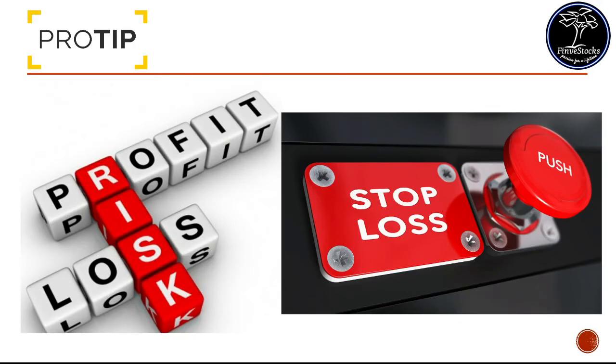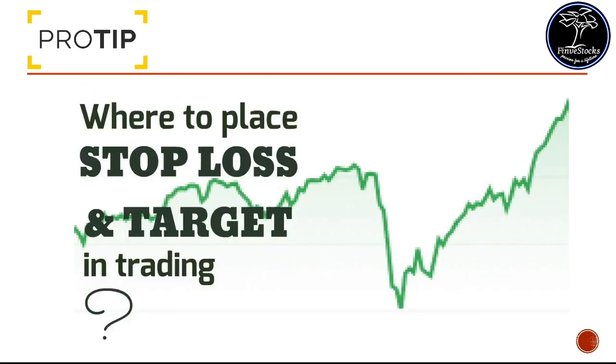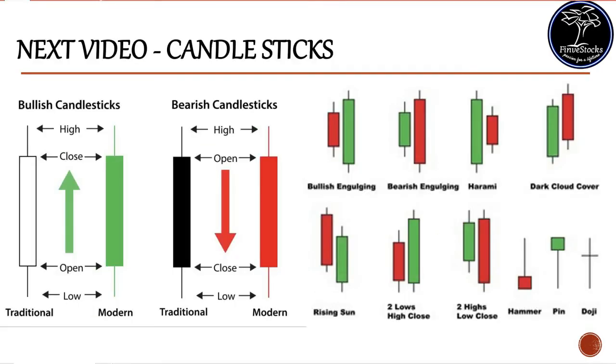An important pro tip: as technical analysis is mainly for short term trades, never think about a trade without stop loss and target. Where to place stop loss and targets in trading, that we will see in our subsequent video. In our next video, we will see how to represent a candle, what are the different types of candles available, and how the price fluctuation for a particular duration will reflect in a candle, and what are the different types of bullish and bearish candles available in technical analysis. So stay tuned for an interesting session on technical analysis going forward.